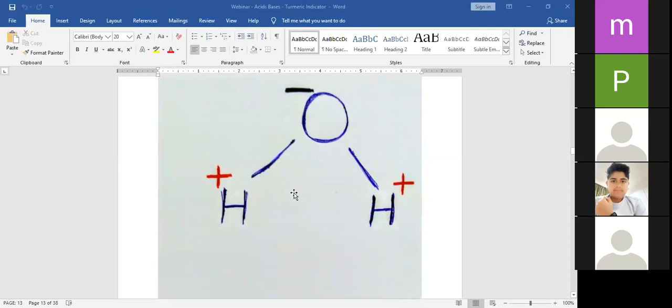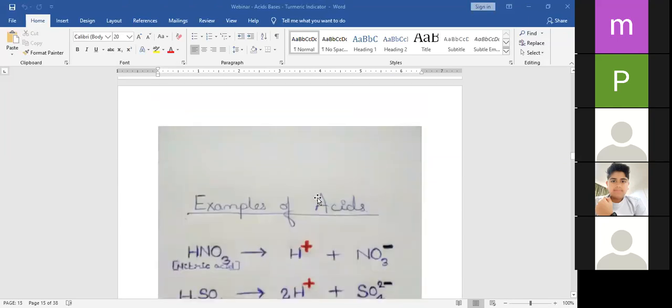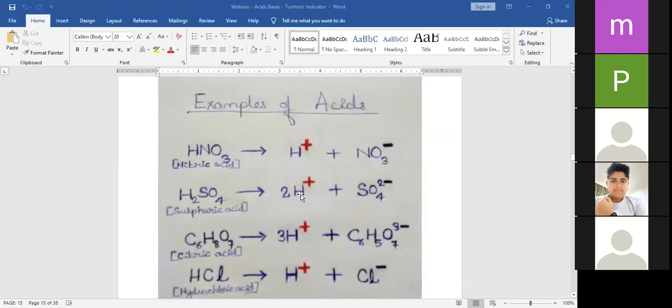Now let's look at some examples of acids, but please keep in mind that water is polar in nature because oxygen is negative and hydrogen is positive. So let's move on to look at some examples of acids. The first one is nitric acid. It can be written as, or split as, H plus NO3 minus.